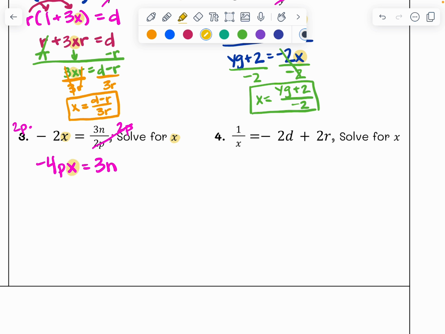Remember, I'm trying to get x by itself, so I will now divide by negative 4p, which cancels out negative 4 and p, and now x is isolated. Let's see, 3n over negative 4p.